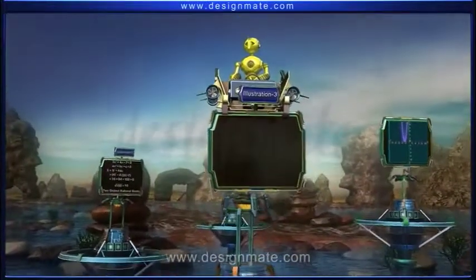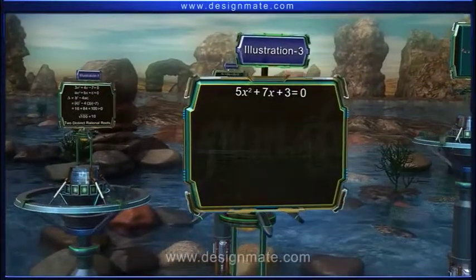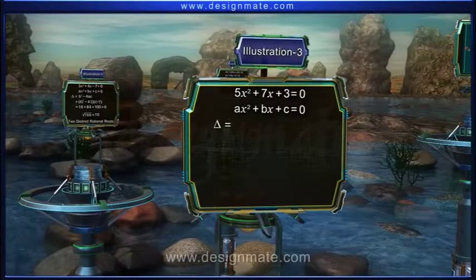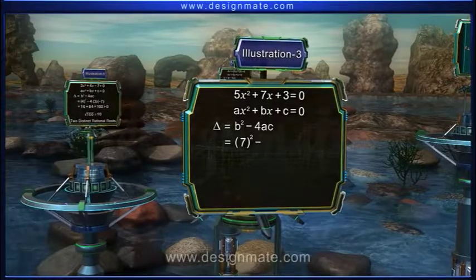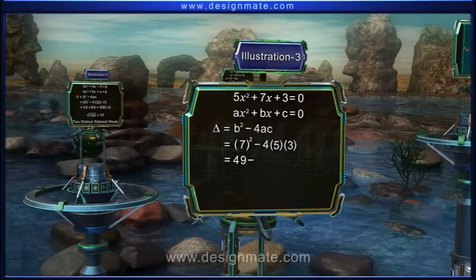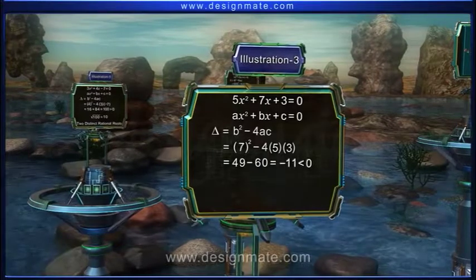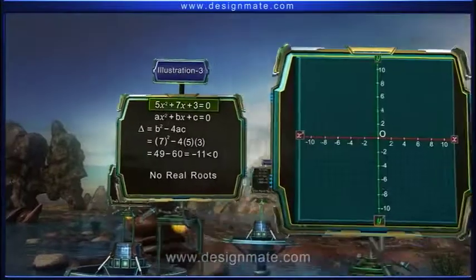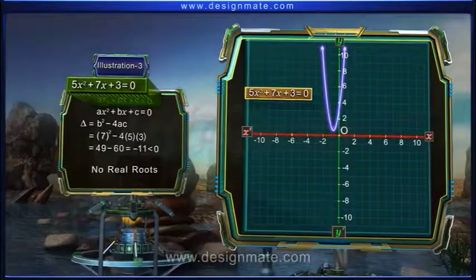Let us consider another quadratic equation. 5x² + 7x + 3 = 0. Once again, we calculate the discriminant. Delta = b² - 4ac = 7² - 4 × 5 × 3 = 49 - 60 = -11, which is less than 0. It indicates that this quadratic equation does not have any real roots. So the graph of this quadratic function does not intersect the x-axis at all.